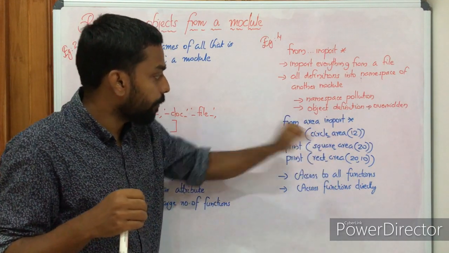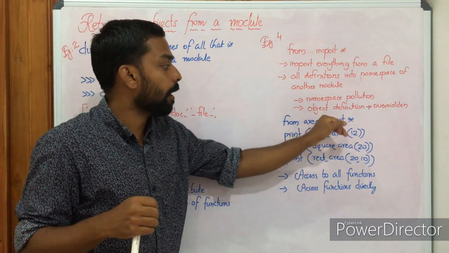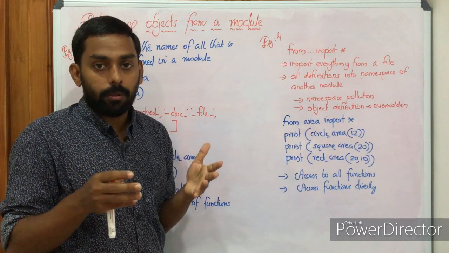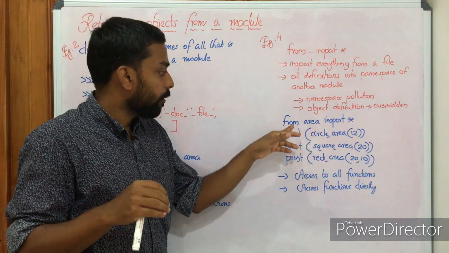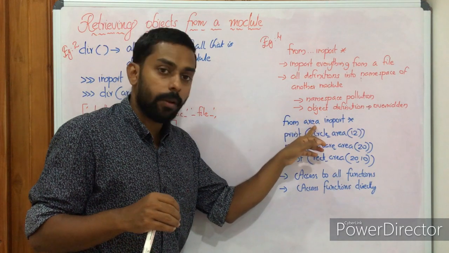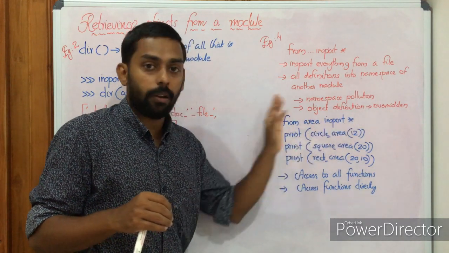Okay, and here we have the example: from area import star. From area import star, it's like import, the first method. Then from the module area import star, we are applying import star.